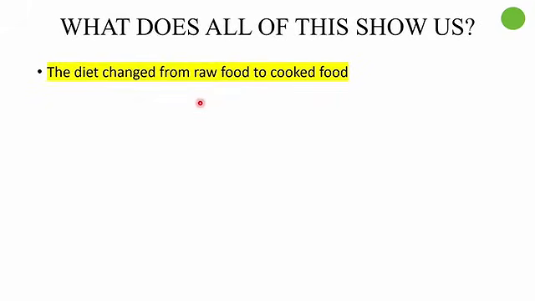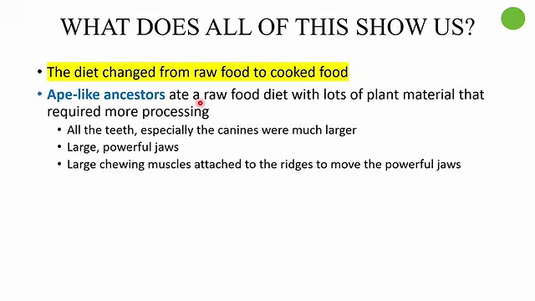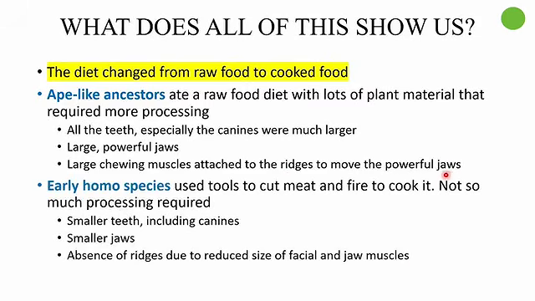Okay, so to run through what we've already discussed within this section, there was a diet change from raw to cooked food. Our ape-like ancestors ate raw food diets, which is mostly plant material that requires more processing. Think about chewing on an uncooked bean, or even mealies, for instance, that would really require a lot of chewing. All of the teeth, especially the canines, were much larger, with a more powerful jaw, and large chewing muscles attached to the ridge for a more powerful jaw movement.